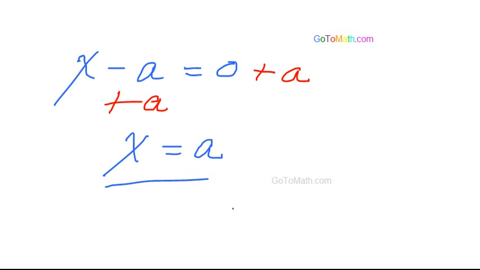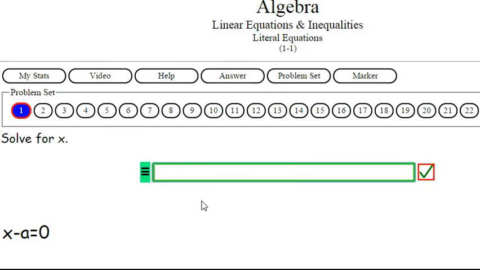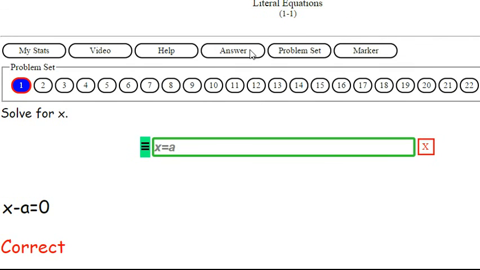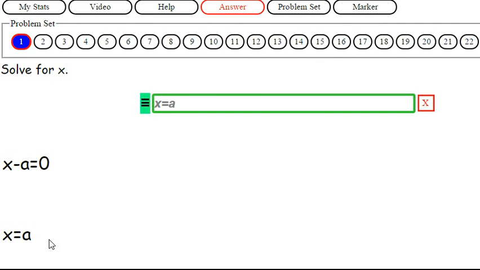We're over here at GoToMath.com. Oh, we need to go back to the website, don't we? Let's type it in. x is equal to a. I about just went on to the next website there. So we got it correct. Of course, you can always click on the answer, remember, and get that. All right. Solve for x.